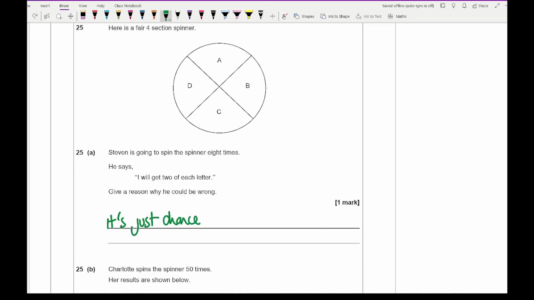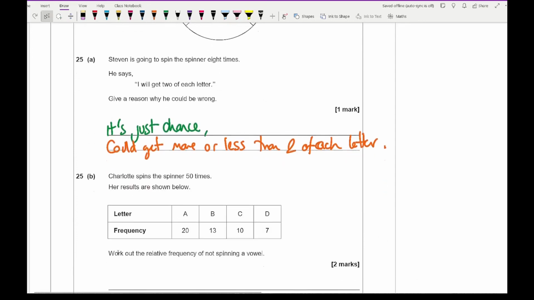and it's just a probability. You could say that you could get more. Well, let's just write that out. So you could say that you could get more or less than 2 of each letter. Or you could say something along the lines of that theoretical probability doesn't always match reality. So something along those lines. For 1 mark, anything hovering around that expression would be fine.